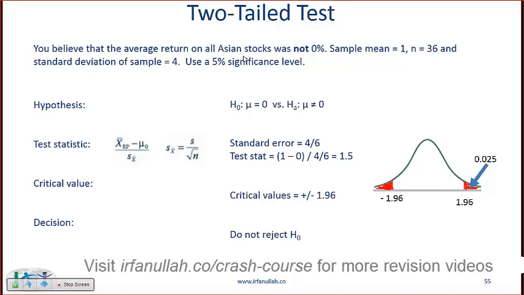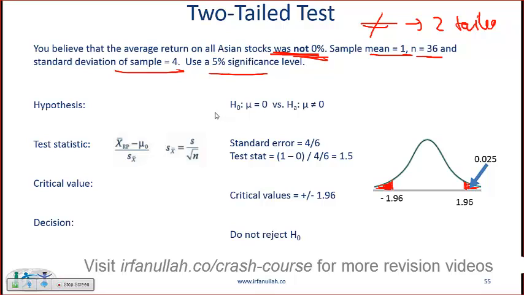You believe that the average return on all Asian stocks was not 0%. So you go to all Asian stocks and pull a sample, and the sample mean is 1%. Your sample size is 36, and the standard deviation of the sample is 4, and you want to use a 5% significance level. The moment you have a belief which says not equal to, then it means that you are doing a two-tailed test. If you have a belief that a number is greater than something or less than something, then you do one tail. So we've established that a not equal to implies two-tailed.